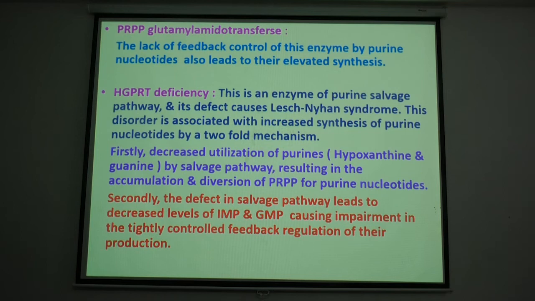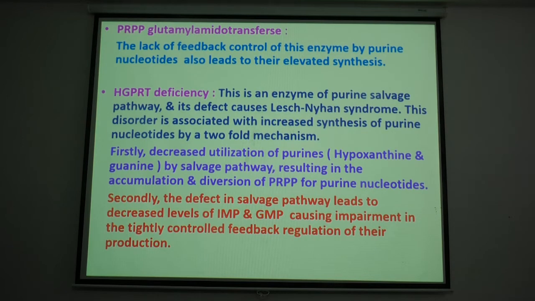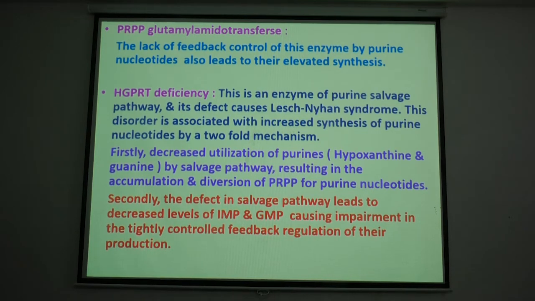Next is HGPRT deficiency, that is hypoxanthine guanine phosphoribosyl transferase. Due to this enzyme deficiency, what will happen? More uric acid will be synthesized. How? Because utilization of purines will be decreased, and there is a decreased level of IMP and GMP, which exert tight feedback regulation on their production.